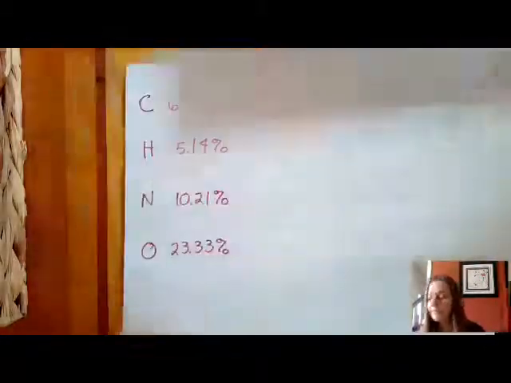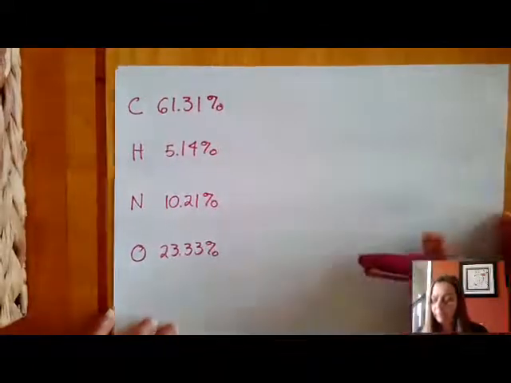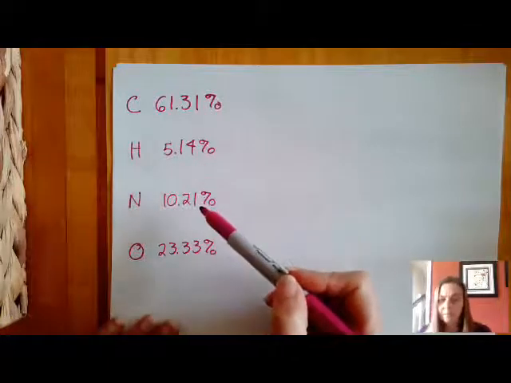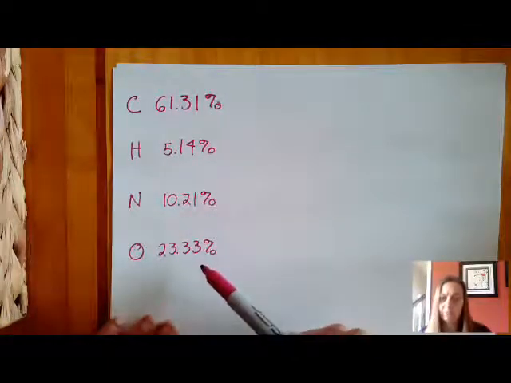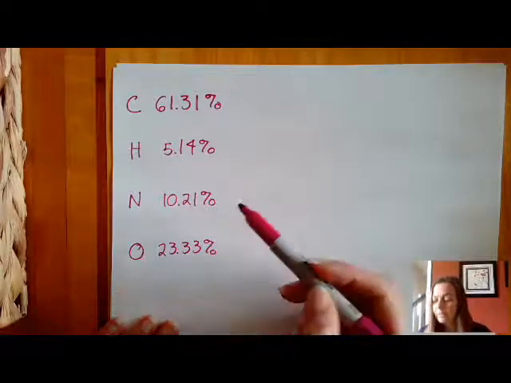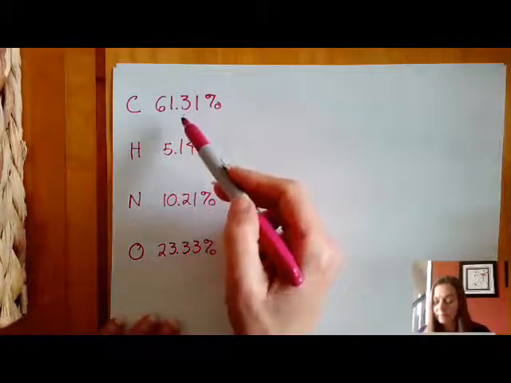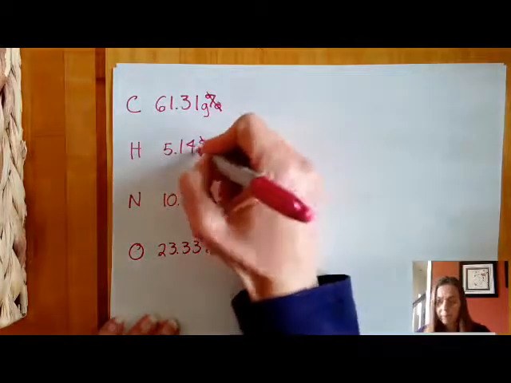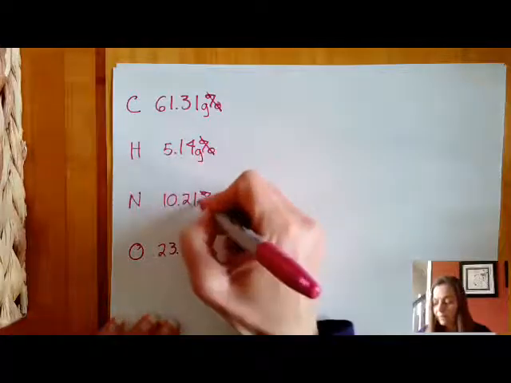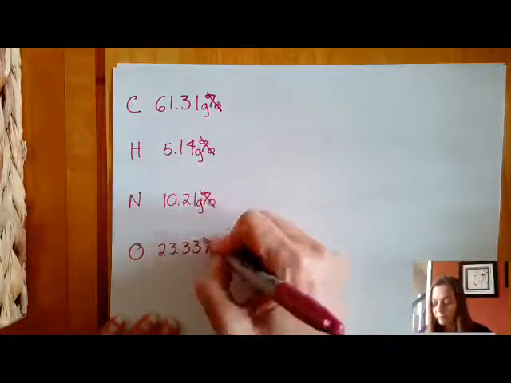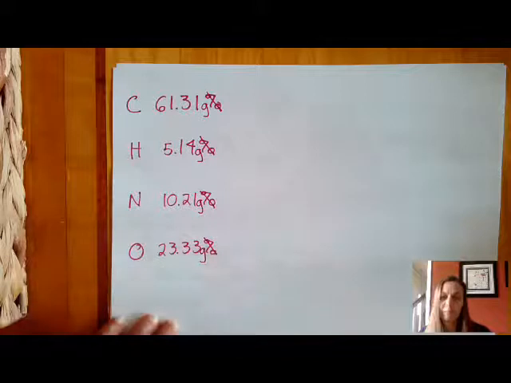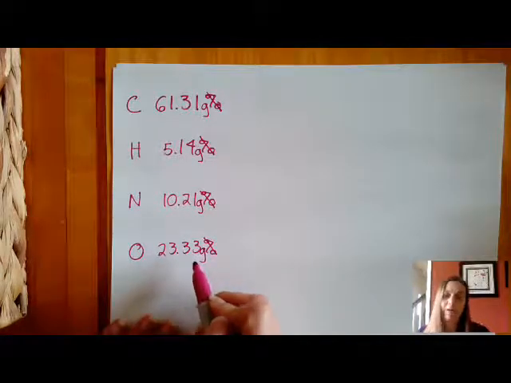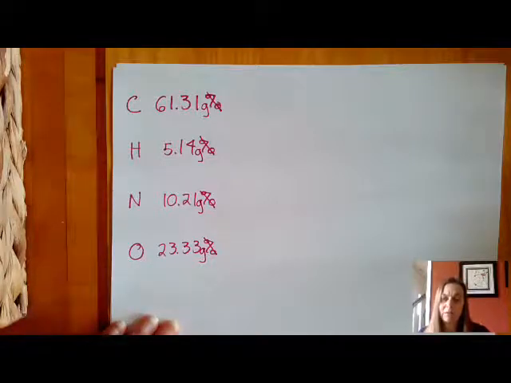So we're going to lay this out. We have 61.31% carbon, 5.14% hydrogen, 10.21% nitrogen, and 23.33% oxygen. We're going to assume that these are out of 100 grams, so we're just going to change all of these percents to grams. Okay, make our lives simple. If we have 100 grams, 10.21% of that is 10.21 grams. If we have 100 grams, 23.33% of that is 23.33 grams. So we can just change all of those percents to grams.